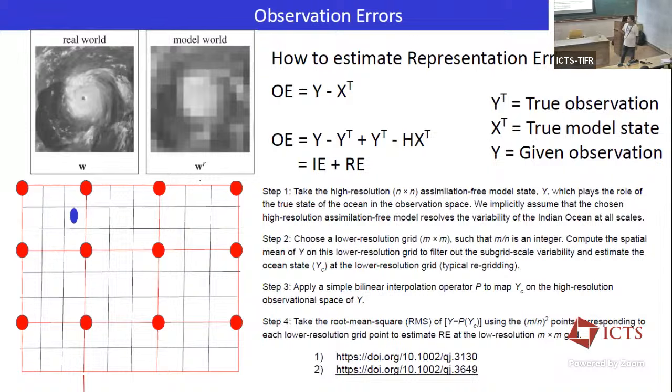So now from this high resolution mesh, you already had a model estimate, and then using this exercise, you also have a reconstructed y. All you have to do between these two is take the RMSE of this across all these points, and then you will get your representation error, which will vary in space and in time.